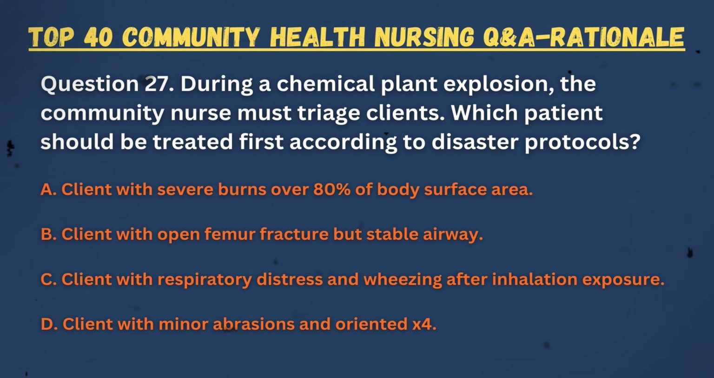Question 27. During a chemical plant explosion, the community nurse must triage clients. Which patient should be treated first according to disaster protocols? A. Client with severe burns over 80% of body surface area. B. Client with open femur fracture but stable airway. C. Client with respiratory distress and wheezing after inhalation exposure. D. Client with minor abrasions and oriented X4.